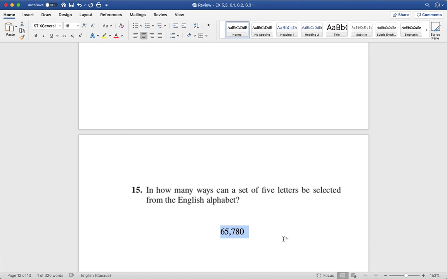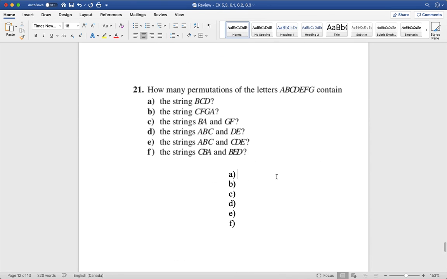Okay, next question. How many permutations of the letters A, B, C, D, E, F, G contain the string BCD? After running some permutation analysis on this, we know it's going to be 120. The string CFGA, all right, so there will be 24 which will contain this. The strings BA and GF together, both of them, 120. The strings ABC and DE, that'll be 24. And the strings ABC and CDE, that will be 6.